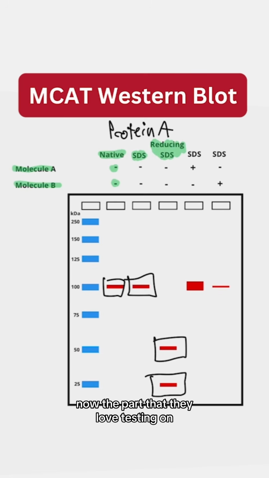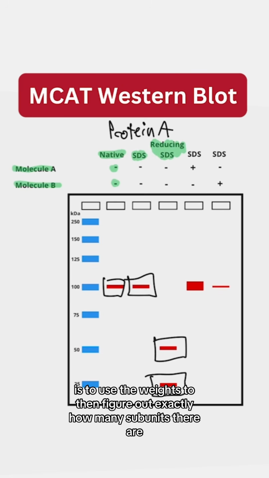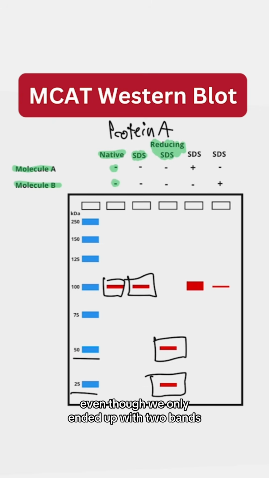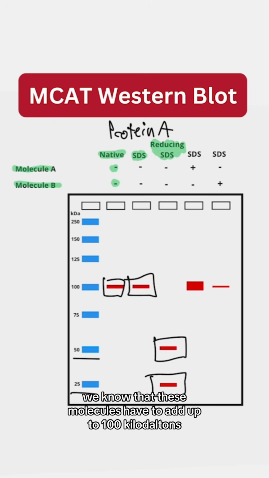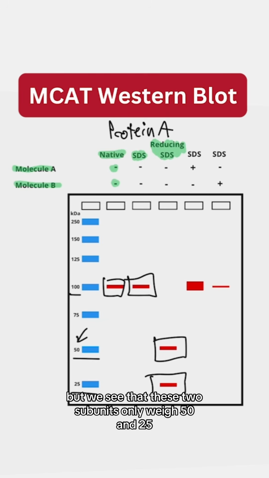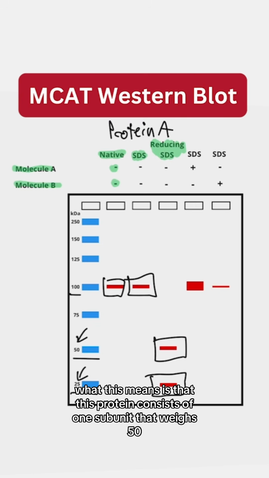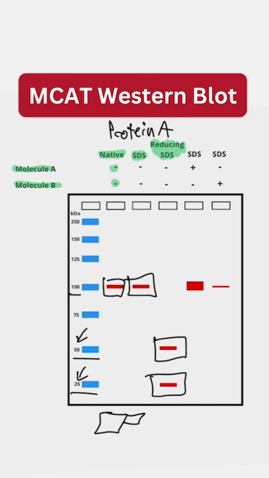Now, the part that I love testing on that you want to make sure you never forget is to use the weights to then figure out exactly how many subunits there are. Even though we only ended up with two bands, we know that these molecules have to add up to 100 kilodaltons since that's the weight of the protein under native conditions. But we see that these two subunits only weigh 50 and 25, which don't add up to 100. What this means is that this protein consists of one subunit that weighs 50, but then two subunits that weigh 25. So then this protein is a heterotrimer.